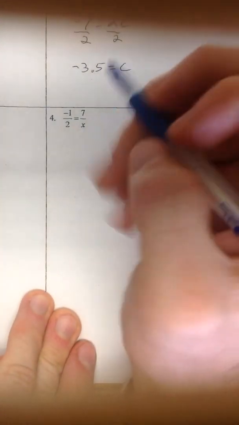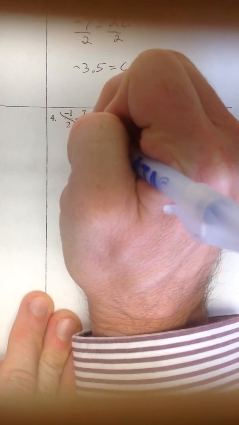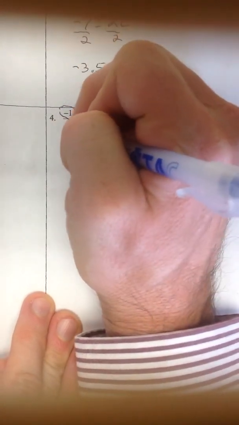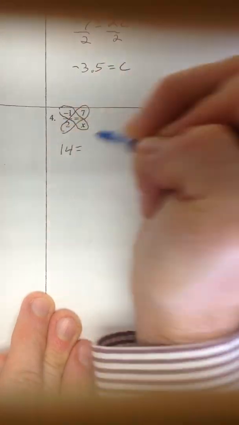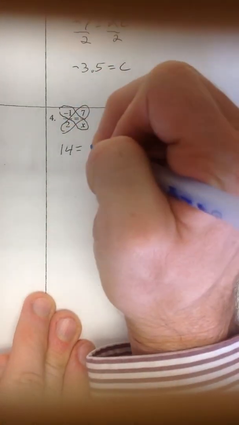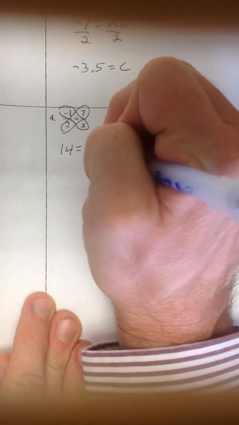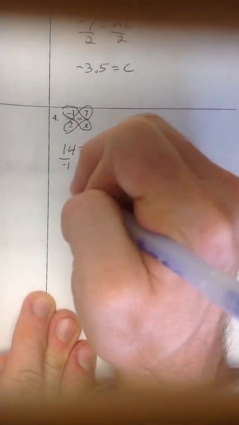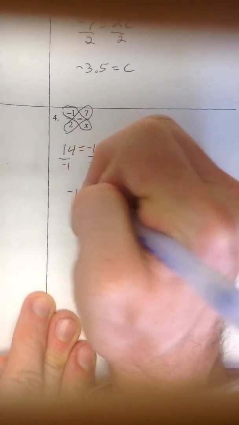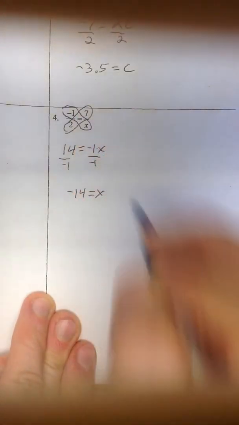All right, and then finally the last one on the front here. Same sort of stuff. There's no distribution going on here. It's just negative 1 times x. 2 times 7, so that's going to be 14 equals, you can either write this as negative x or negative 1 times x, whichever way you like thinking about it. Either way, we can't leave that negative there, so we divide both sides by negative 1, and you end up with negative 14 = x.